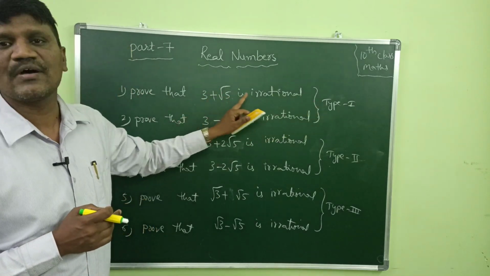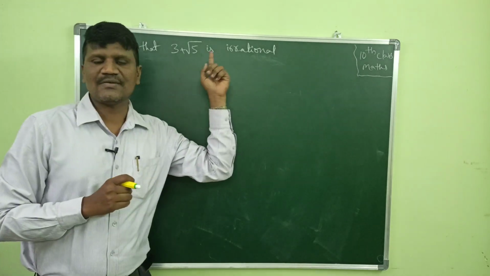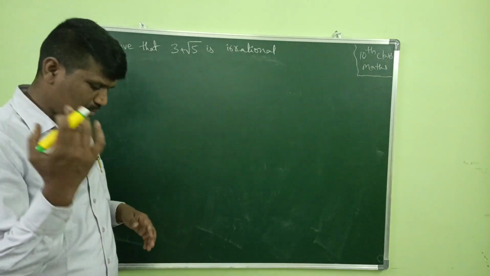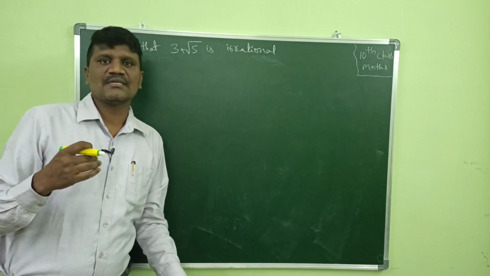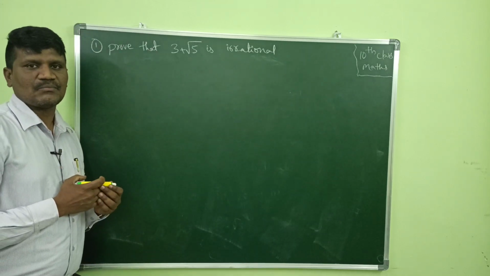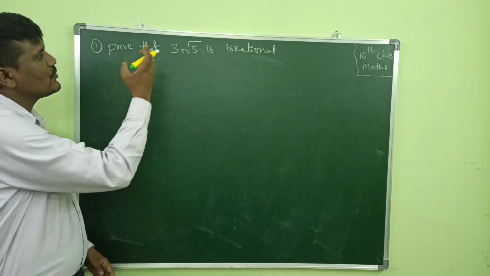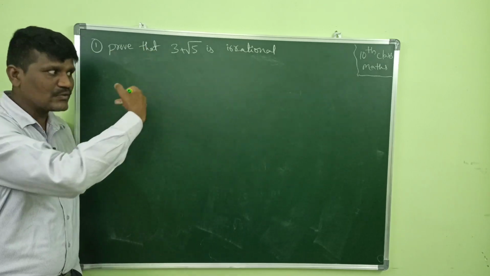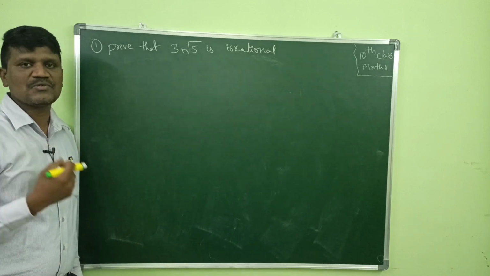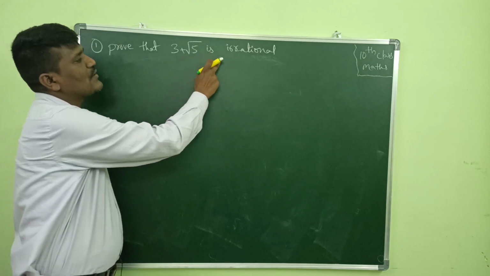Prove that 3 plus root 5 is an irrational number. This is the second method; the first method we have seen was how to prove root 2 or root 3 is an irrational number. Now this is the most important one, because if you understand this one very well, you can do type 2 and type 3 problems very easily. So, prove that 3 plus root 5 is an irrational number.